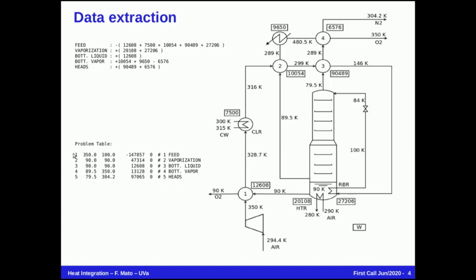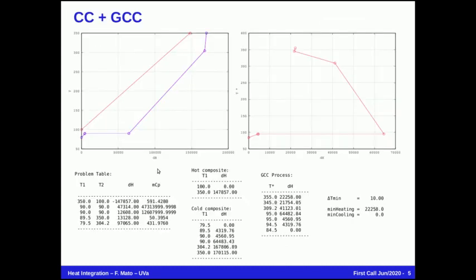Now we can complete the problem table with temperatures and duty and proceed in Hint to the analysis with this minus 10 Kelvin. You get a threshold problem that just needs heating, not cooling.